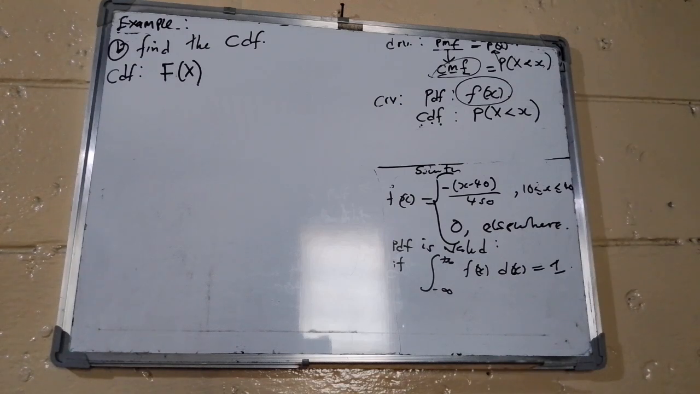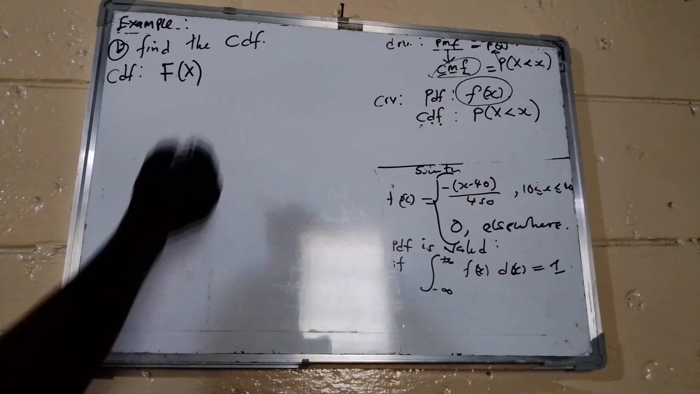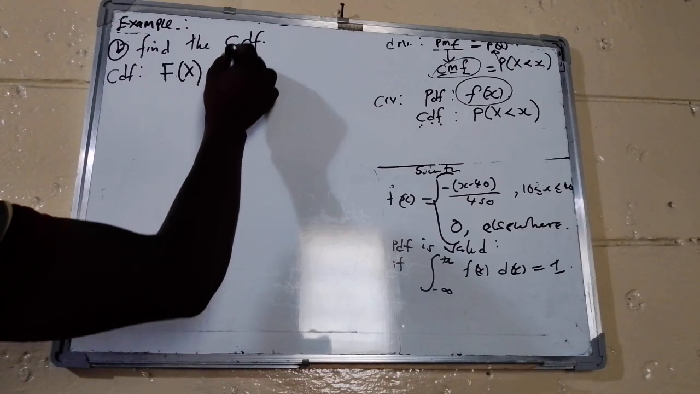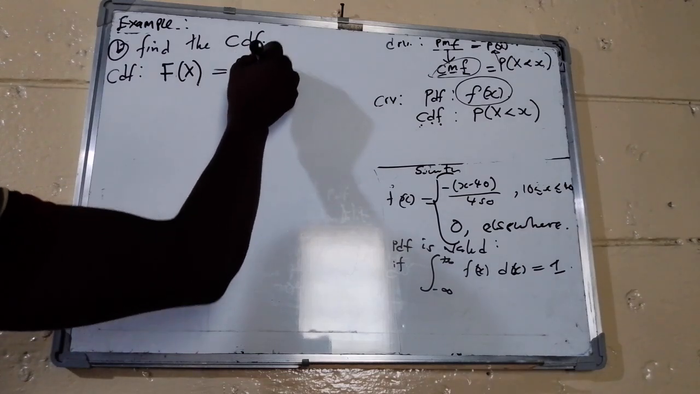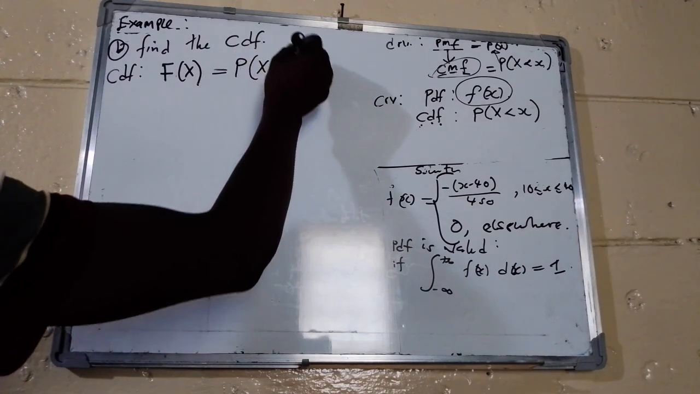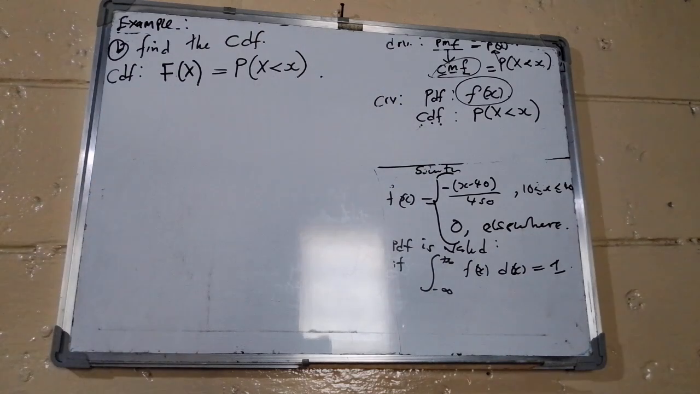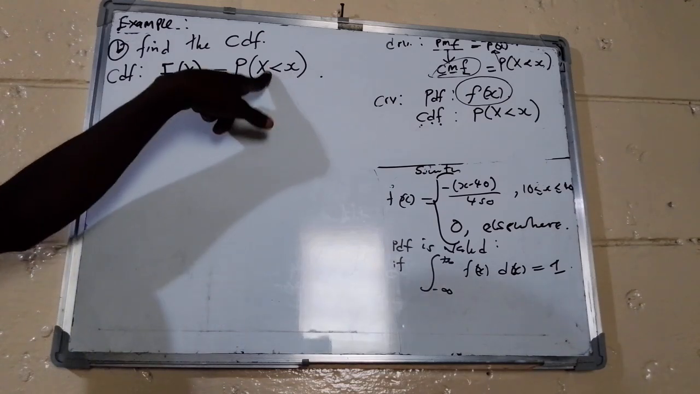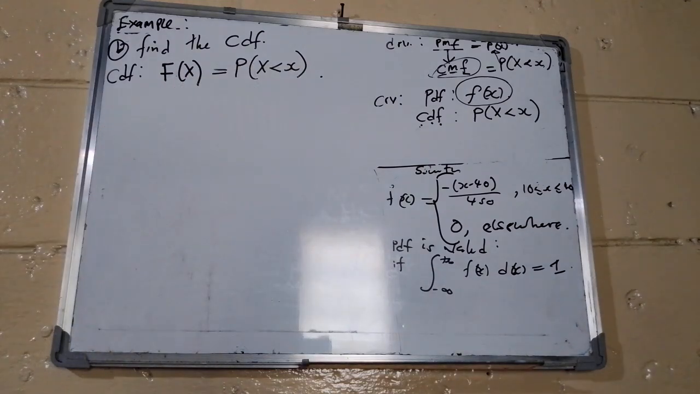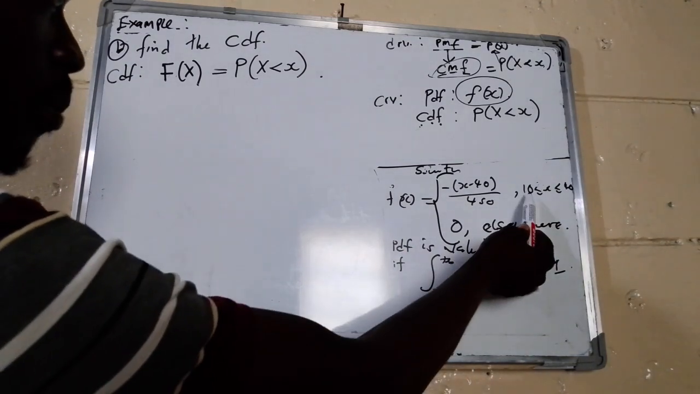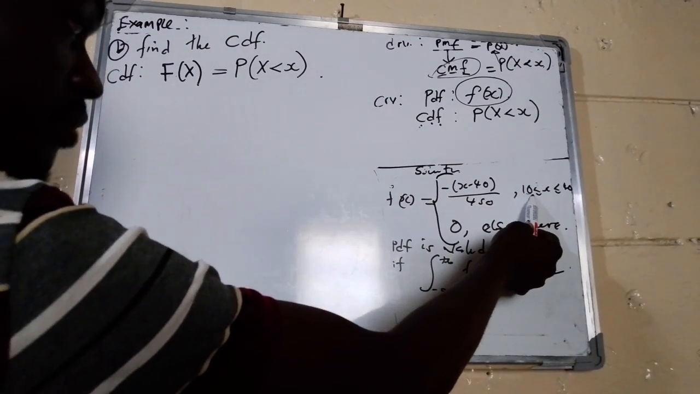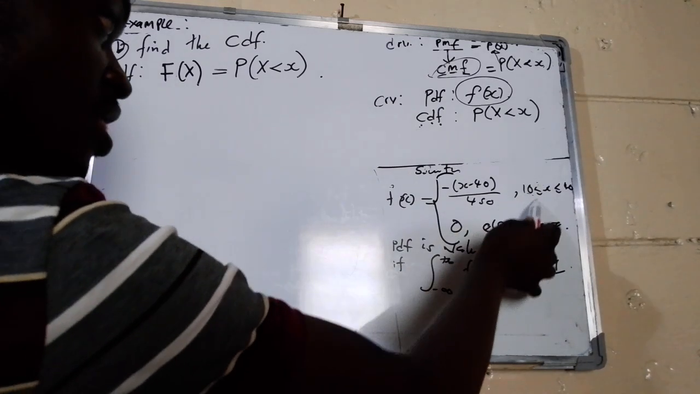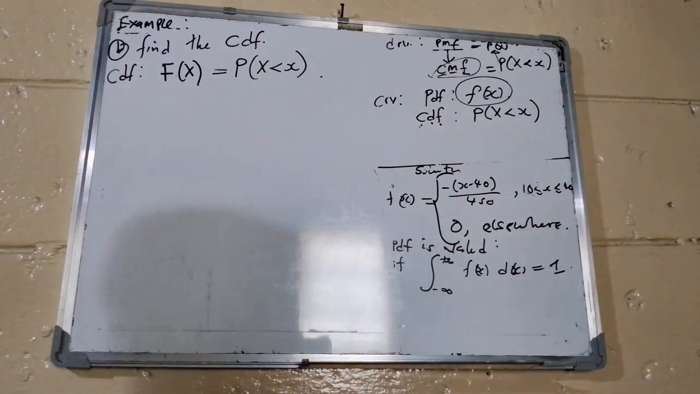So what is this capital letter F of x? The capital letter F of x is basically the probability that X is less than x. Now remember what we said when we are finding these values. Probability of X less than x means that the lower bound we have here is 10. So we are starting everything from 10, because the probability is 0 elsewhere.